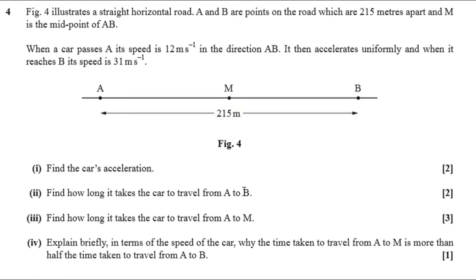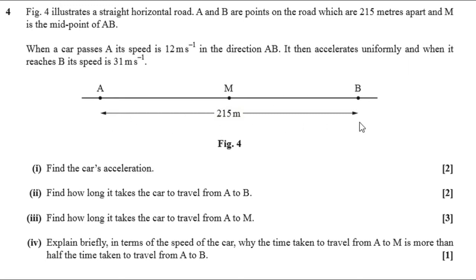Question 4, it's about a car accelerating. So these wordings are quite horrible because most of the time they are designed to confuse you. So when the car passes A, its speed is 12 meters per second in direction AB, so we're still on A. It then accelerates uniformly from A until it reaches B. So it's constantly accelerating from A through M to B, instead of, say, constant speed from A to M, then accelerating till 31 at B. It's not that. It's just literally uniform.